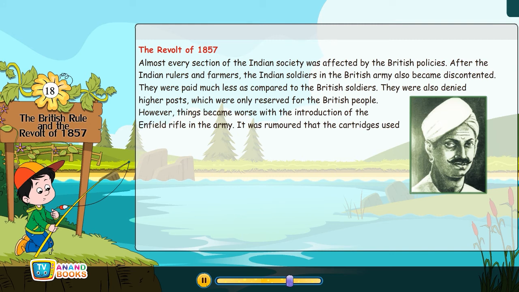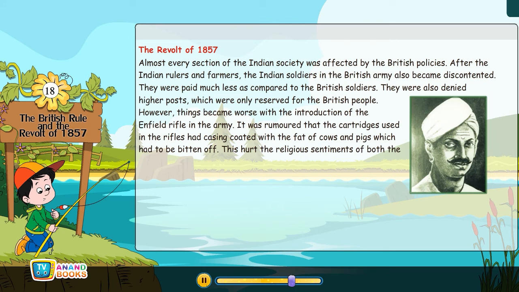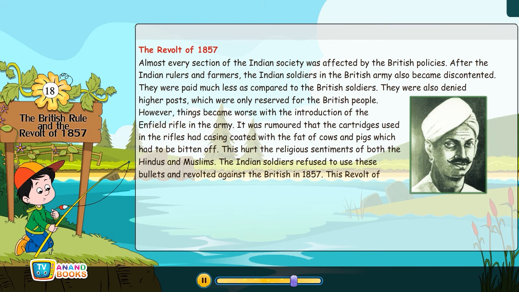It was rumored that the cartridges used in the rifles had casing coated with the fat of cows and pigs, which had to be bitten off. This hurt the religious sentiments of both the Hindus and Muslims. The Indian soldiers refused to use these bullets and revolted against the British in 1857. This revolt of 1857 is also known as the First War of Independence.